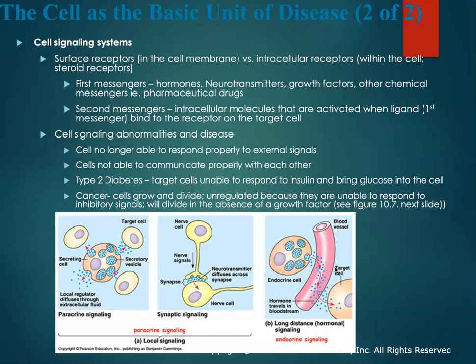Now, there are abnormalities in cell signaling that can lead to disease. For instance, cells can lose the ability to respond to these external signals, or lose the ability to communicate with one another. An example is type 2 diabetes. Target cells are unable to respond to insulin and bring glucose into the cell. There's plenty of insulin being produced, but the cell signaling is defective. In cancer, cells grow and divide because they lose the ability to respond to inhibitory signals that exist in the extracellular environment.